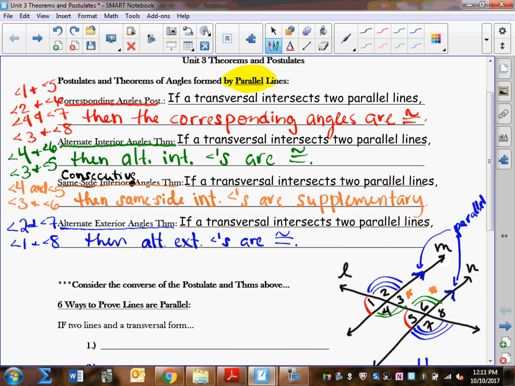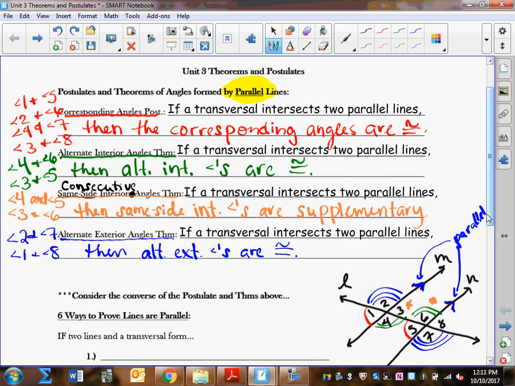What Teresa said is spot on. We know that 1 and 5 are congruent. How do we know that? Corresponding angles postulate. Thank you, Cameron. Not just because they're corresponding angles, but because of the corresponding angles postulate. Man, you guys are good. So we know 1 and 5 are congruent. But we also know that 1 and 4 are supplementary. So using substitution, I could say 5 and 4 are supplementary. Very good.